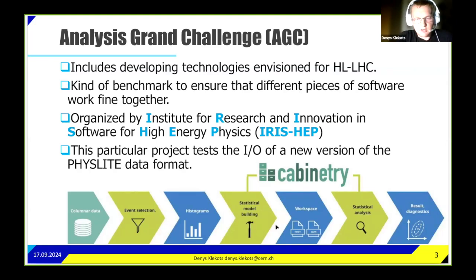And the key point is that all of this must be reproducible, and it must be possible to change something and so on.